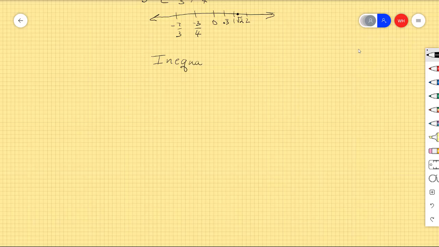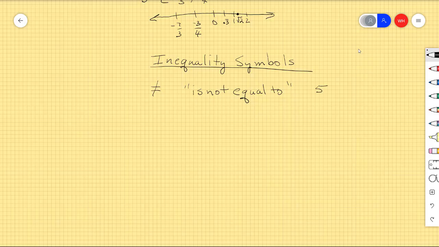All right. Now to talk about intervals, graphing intervals, we need to talk about inequalities. So let's first talk about inequality symbols. First symbol is not equal to. And here's an example. 5 is not equal to 8.